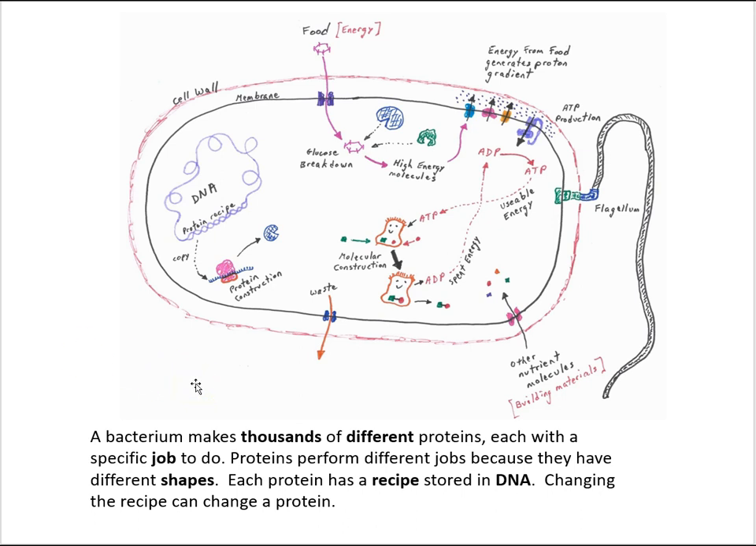Now, there is a significance to these mutations. If we recall, our bacteria cell here has thousands of different proteins, and they do all different kinds of jobs. And proteins perform different jobs because they have different shapes. The shape is what allows them to perform some specific chemical reaction. Now, each protein has its recipe stored in DNA, but mutations are changing that recipe. So in other words, every time there is a change in the DNA, that represents a potential change in the recipe of a protein.